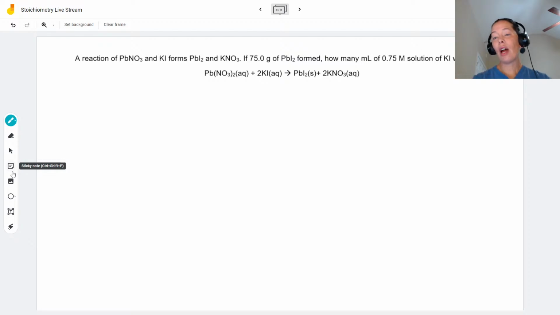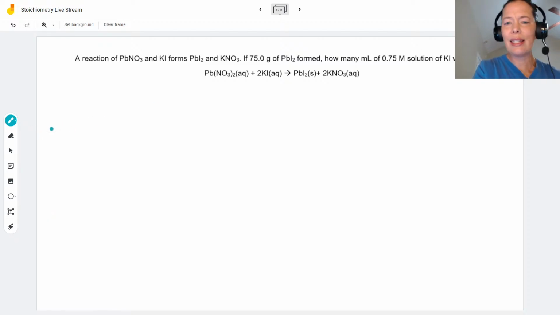However, if you're not sure which one to start with, just pick one. Start with it, see if you can move forward. If you can't move forward, then go back and use the other piece of information. Guess and test is never a bad thing to use. Sometimes it works great. Okay, so here is my 75 grams of lead iodide.